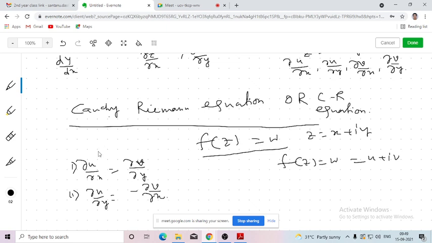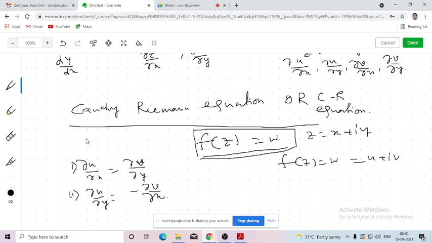So how to get this result? I am not going to discuss that, but if someone wants to know how to get these results, you can contact me personally. For the time being, you need to remember only this condition, which is called the Cauchy-Riemann equation. A complex valued function f(z) equals w is said to be satisfying the Cauchy-Riemann equation if out of these four partial derivatives they satisfy these two equations.